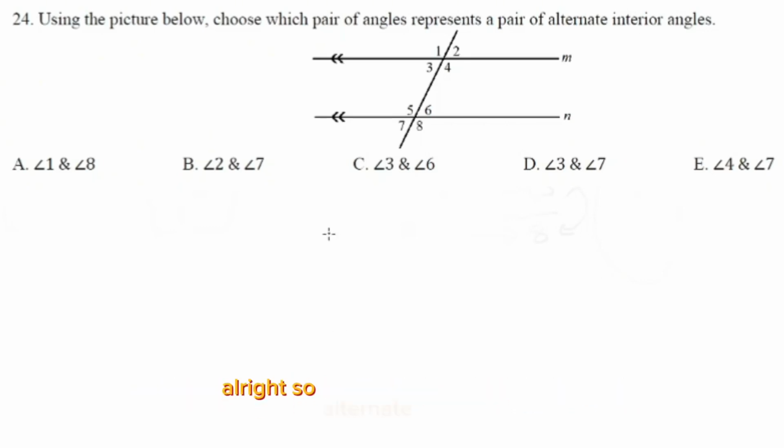Next, using the picture below, choose which pair of angles represents a pair of alternate interior angles. Alternate interior angles share the same measure, but they're on opposite sides of a line, and they're inside these two parallel lines, in between these two. In this scenario, there are only 2 pairs of angles that work: 4 and 5, and 3 and 6. But if we look at our answer choices, there's no 4 and 5. There's only a 3 and 6.